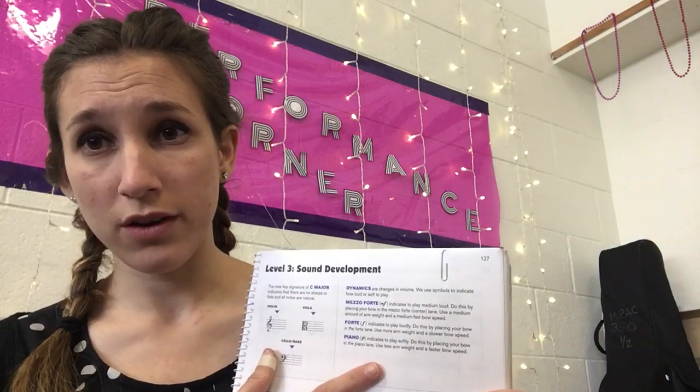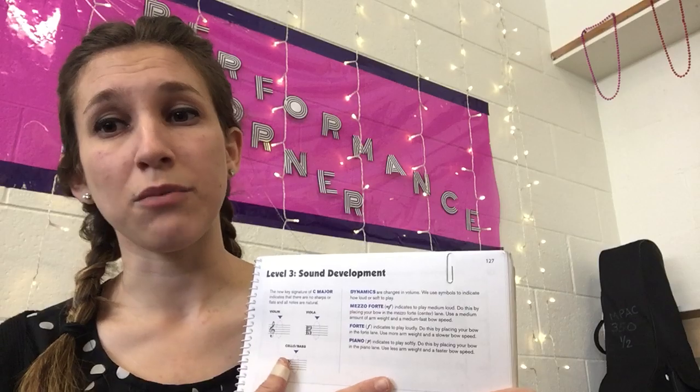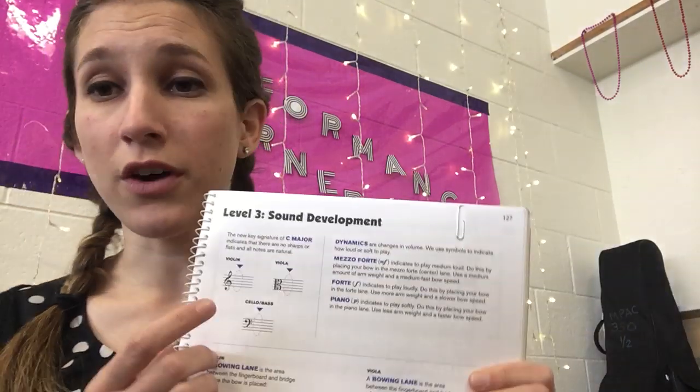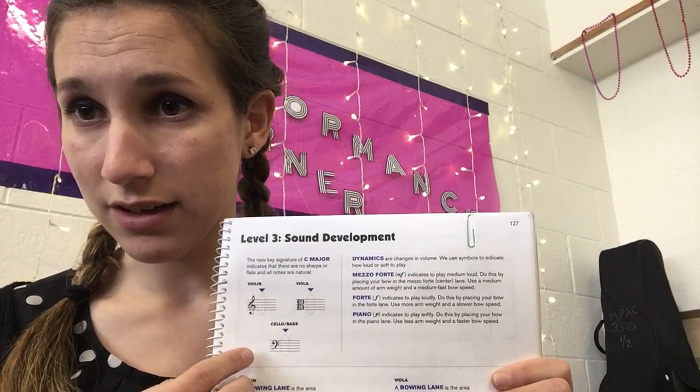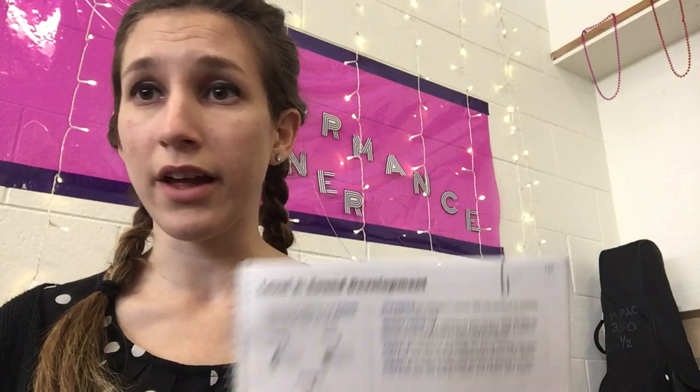So on this first page, when you see the sound development, whatever page that might be for you in your book, you're going to see a few different things defined. First of all, they're going to be talking about a key signature because we're looking at C major today. We've learned about D major already. D major has two sharps, F sharp and C sharp. And a few videos ago, we talked about the G major scale, which has just F sharp in the key signature.